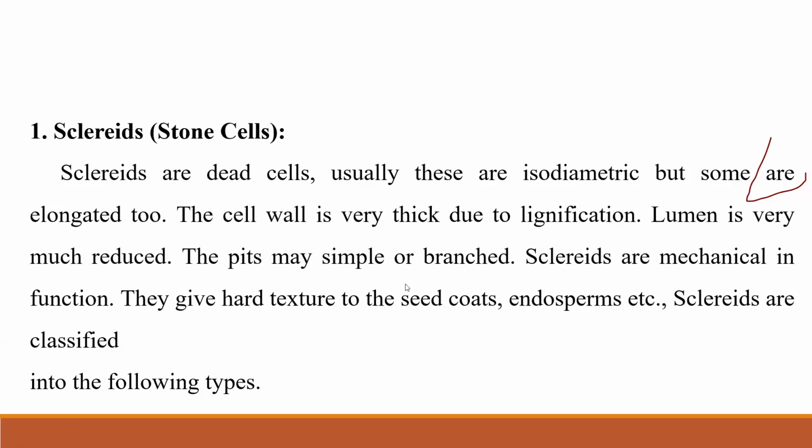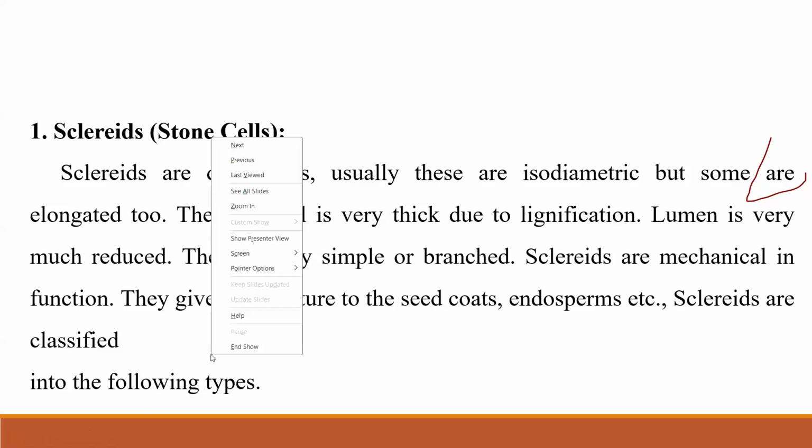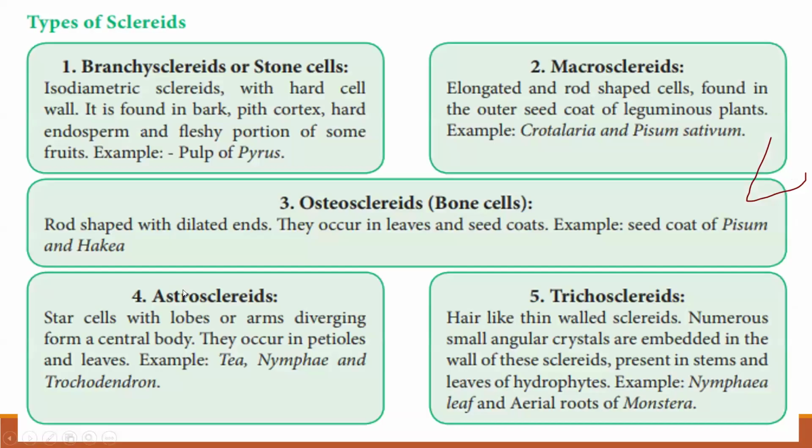The pits may be simple or branched, and sclerites give mechanical support. Sclerites are classified into five types, based on their shape and also their function. The first one is the brachysclerites. Brachysclerites are isodiametric sclerites with a hard cell wall.